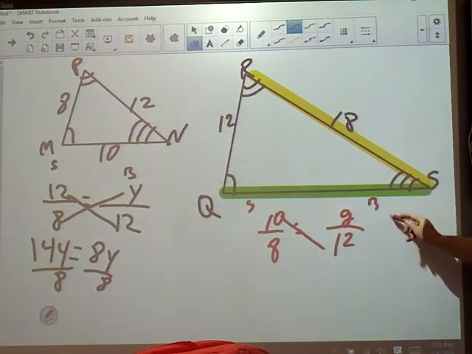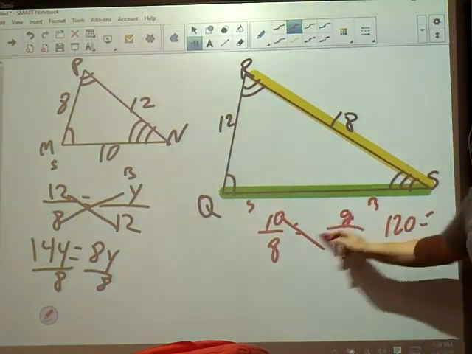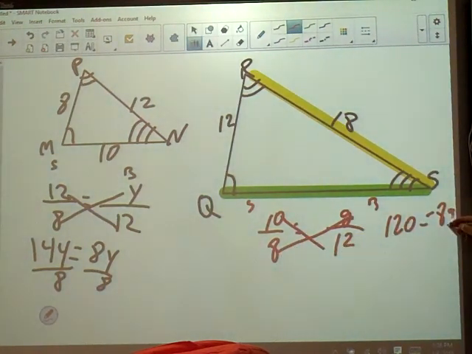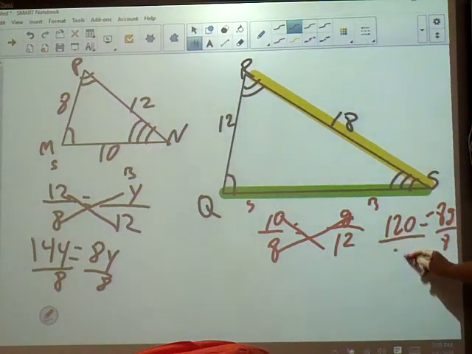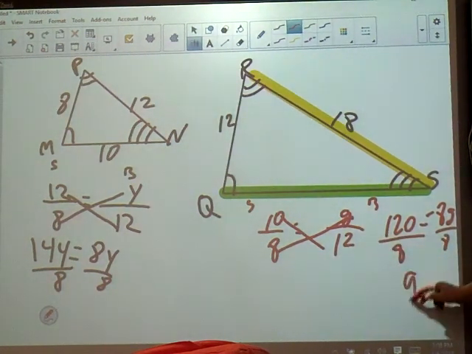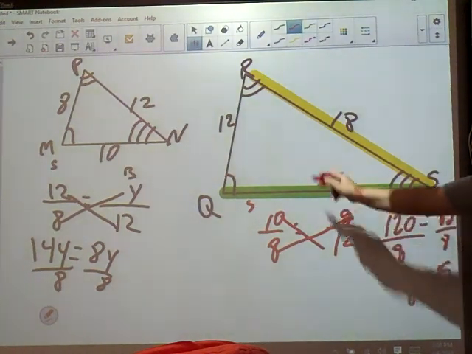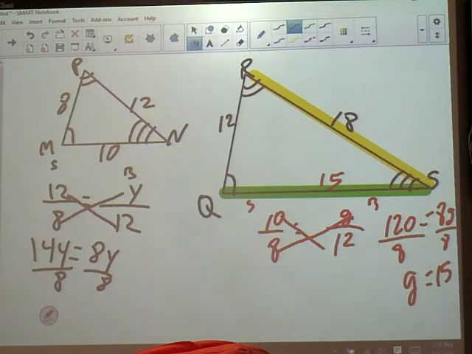So 10 times 12, 120, equals 8 times G. Solve for G, divide by 8. 120 divided by 8 is? 15. Say it again. 15. Good job. I'm going to forget that. No, you're not.